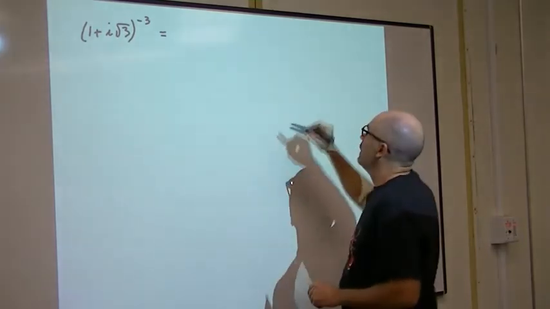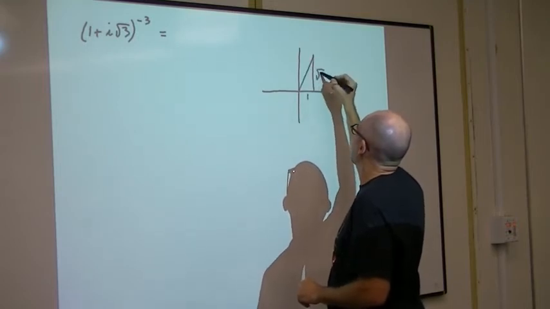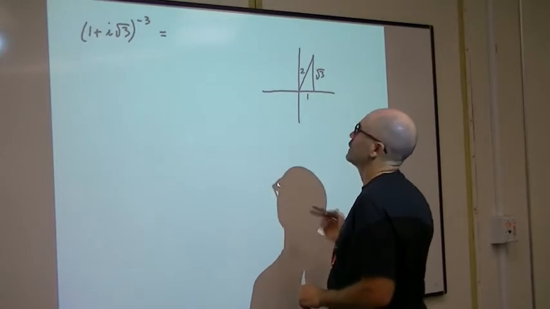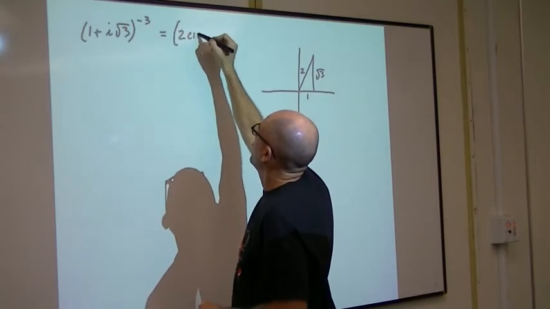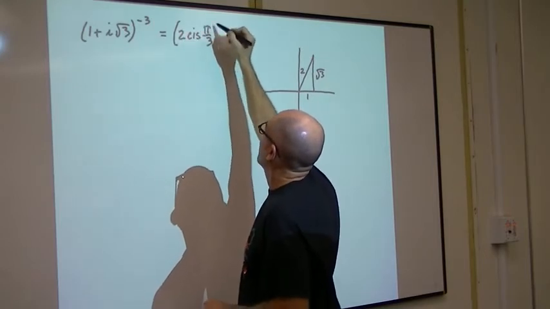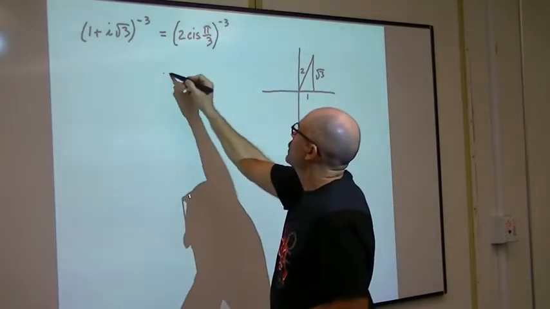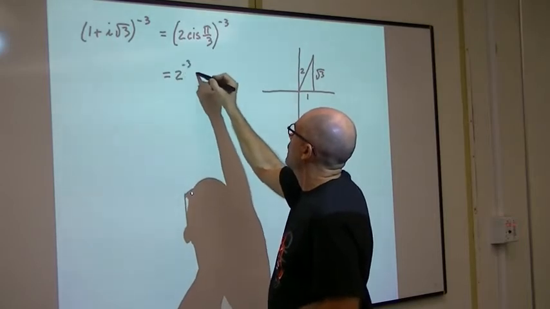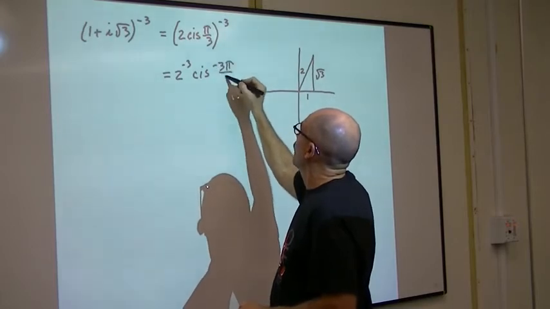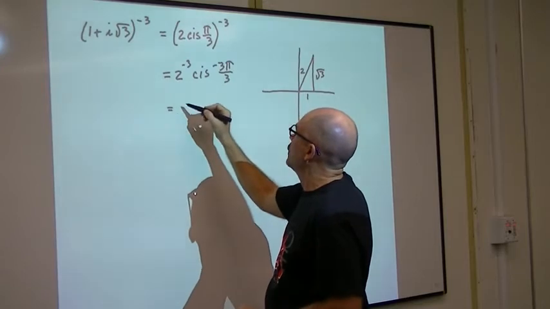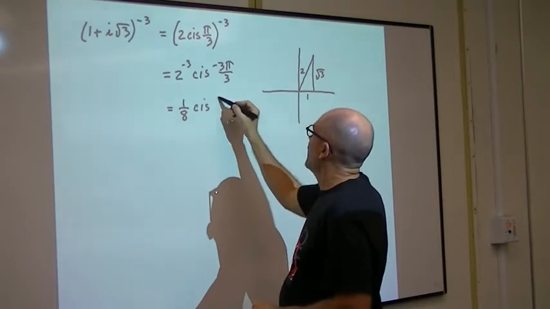If I have 1 plus square root of 3 i, then that means I'm going 1 right and square root of 3 up. So the magnitude is 2. So basically this becomes 2 cis pi over 3, to the negative third. Okay, now we take our 2 to the negative third, cis negative 3 pi over 3, which is 2 to the negative third, which makes it 1/8 cis negative pi.